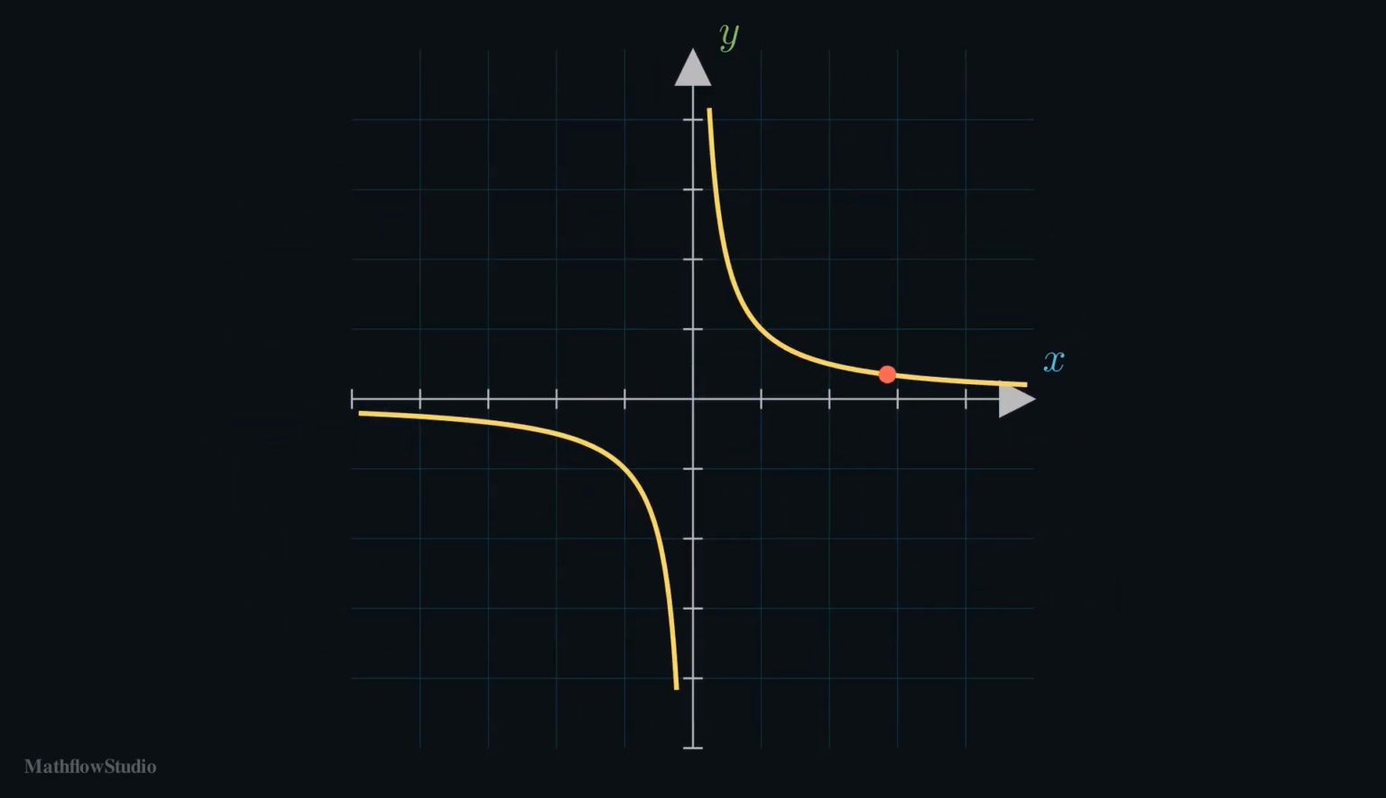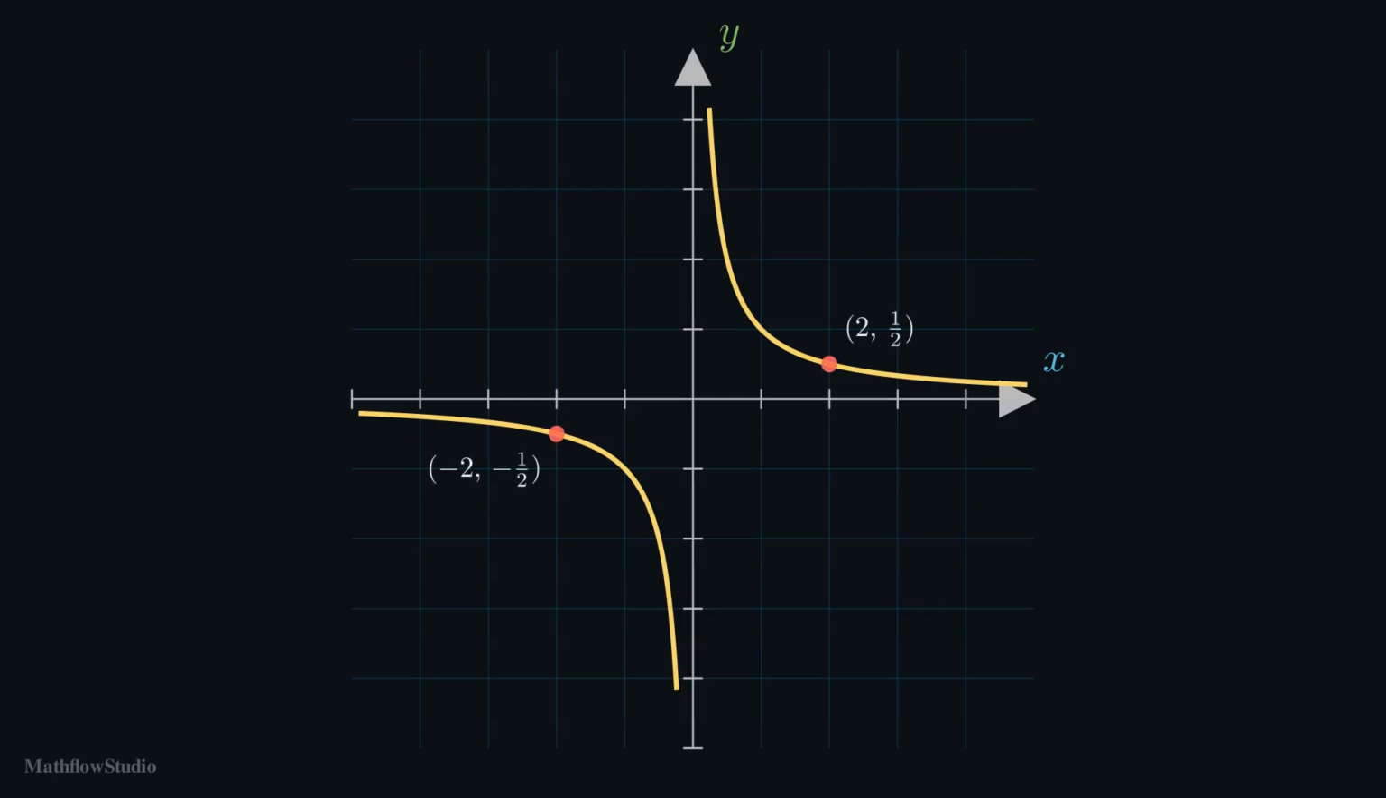When x moves far to the right, 1/x gets closer to 0. The curve gets closer and closer to the x-axis but never reaches it. When x moves toward 0 from the positive side, 1/x grows without bound. The curve gets closer and closer to the y-axis but never reaches it. These two axes are asymptotes of the reciprocal curve.